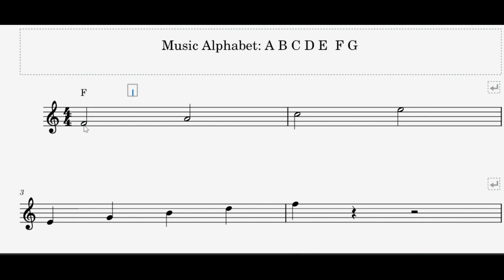F, A, C, and E. Okay, so these are the labels for the notes. The note in the first space of the treble clef is F. The note in the second space is A. Third is C and fourth is E. An easy way to remember it is that the space notes of the treble clef spell FACE, space for face. Do we see that? So these are the pitches of the spaces from the first space all the way to the fourth space of the treble clef.